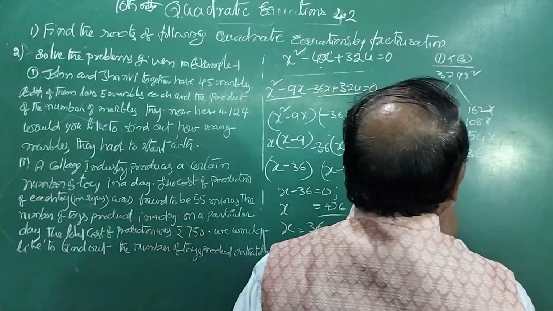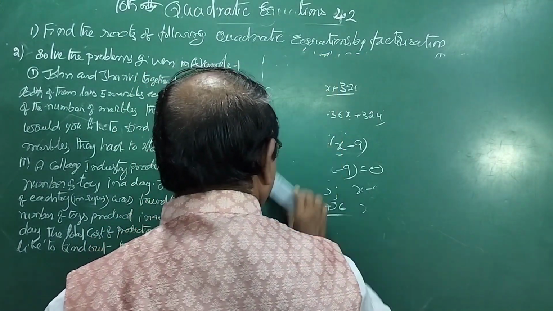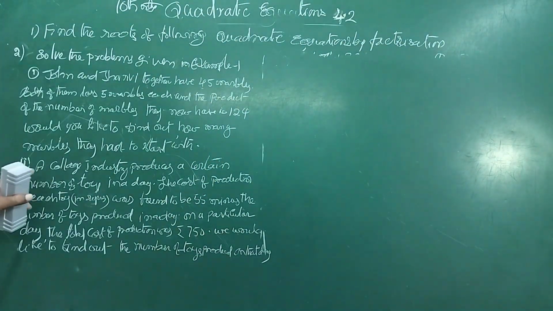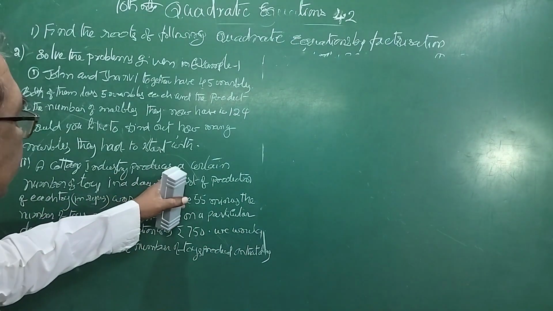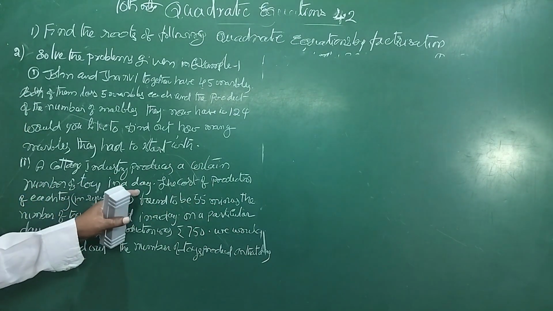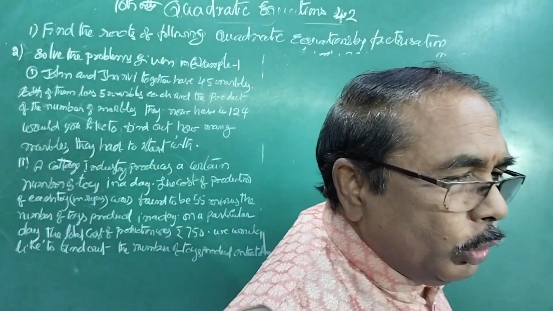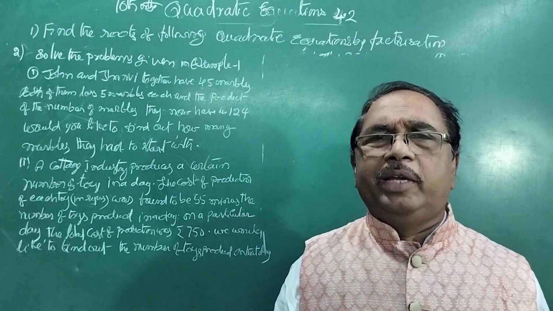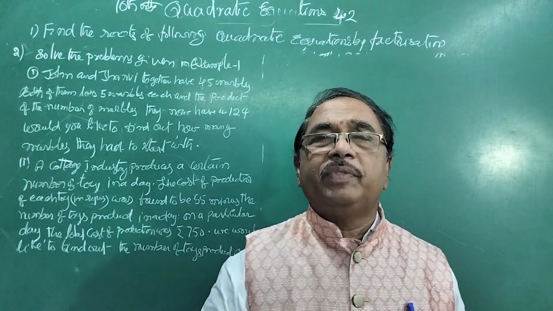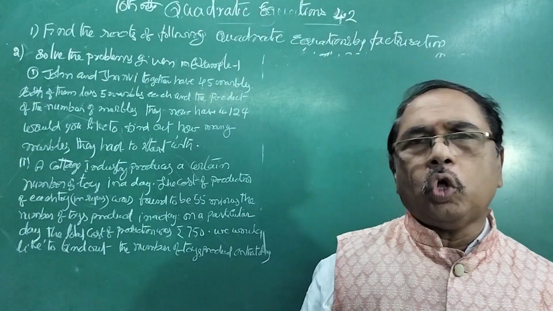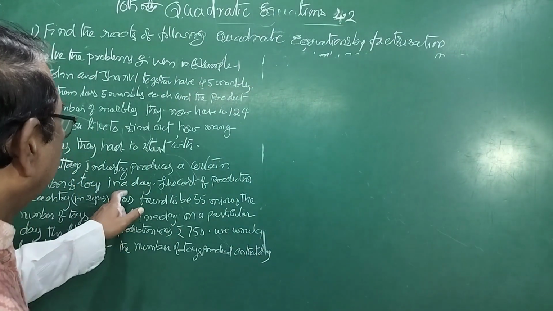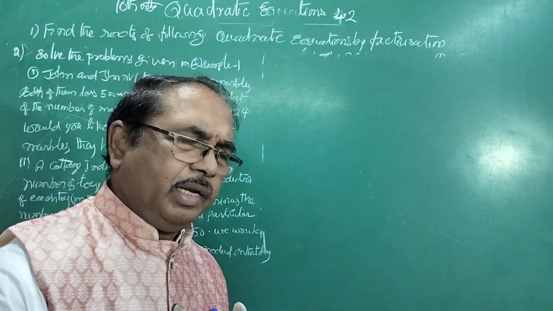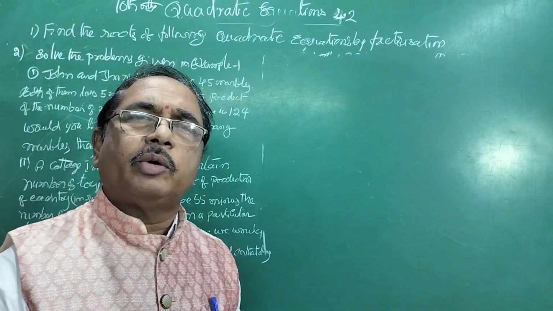Let us do another problem. Yes, what is that problem? A cottage industry produces a certain number of toys in a day. A cottage industry producing a certain number of toys only. Certain number of toys means, let us say x toys. It is producing daily, the production of the cottage industry daily is x toys, isn't it? X number of toys producing.